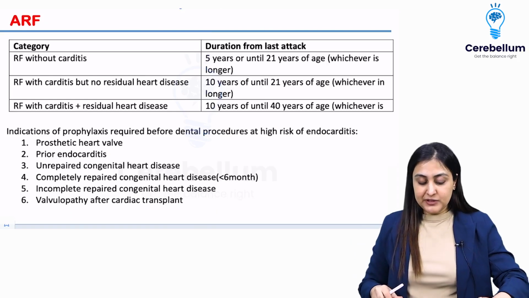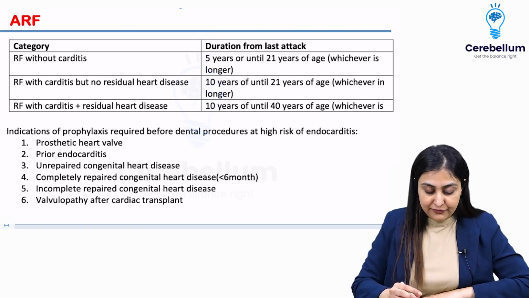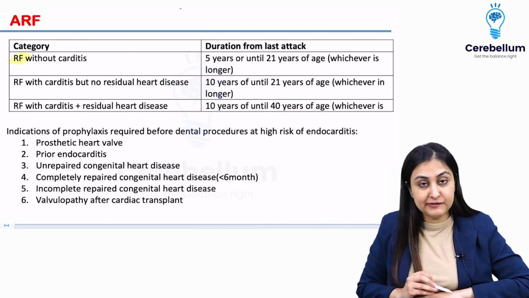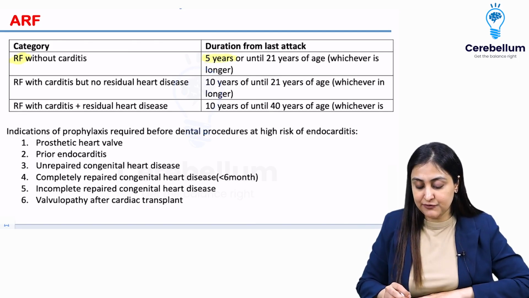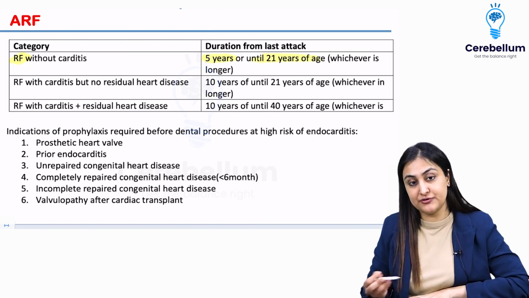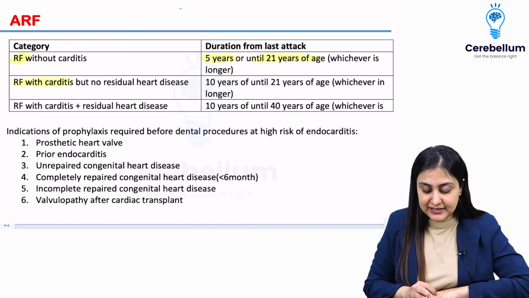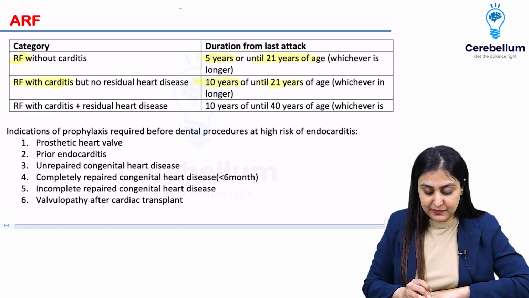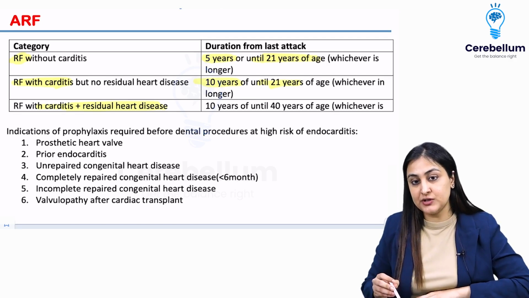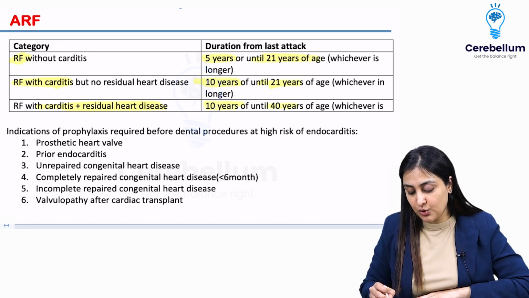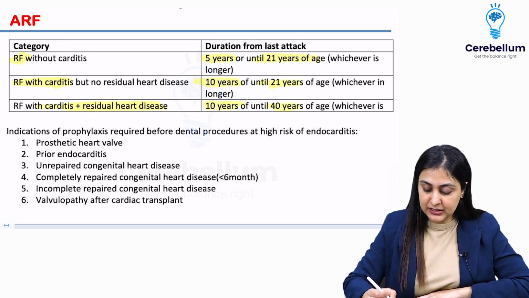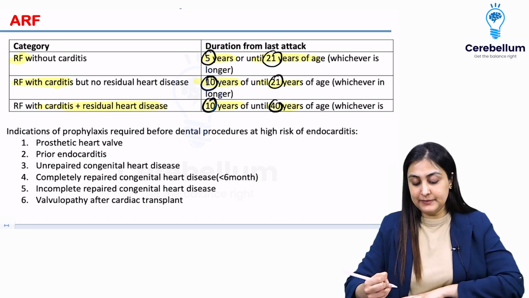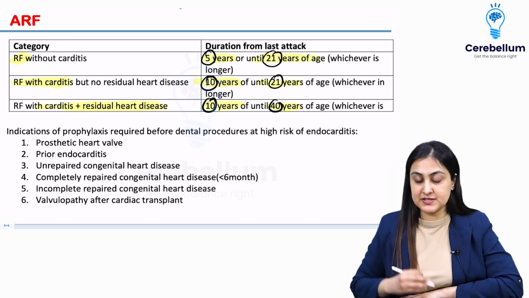Okay. Finally, what we want to discuss is the prophylaxis of acute rheumatic fever. This has also been tested. So if you just had rheumatic fever without carditis, you just need to take it for 5 years or until you are 21 years of age, whichever is longer. If there was carditis but no valvular disease per se, 10 years or 21 years. But if there was carditis with some sort of residual rheumatic heart disease, 10 years or 40 years. Okay, so you want to remember 21, 21 and 40. 5, 10 and 10. So there's only one repeat in each of these.